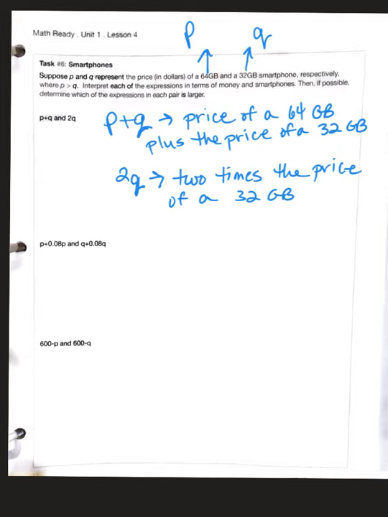So that's using reasoning. You also could plug in numbers if it helps you. For instance, 64 gig phone, let's say it's $600 and a 32 gig is $400. So in that case, 600 plus 400 would be 1,000 in the first scenario, and in the second one, 2 times 400 would be 800. So $1,000 is definitely greater than $800. So we would determine that P plus Q is the larger of the two expressions.